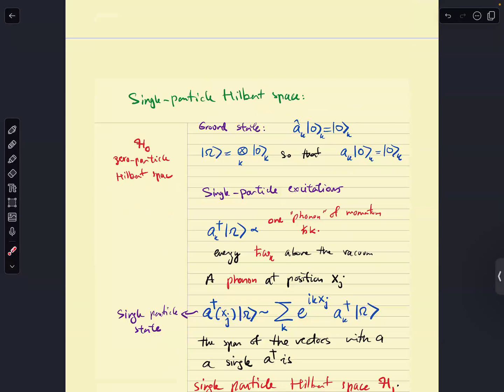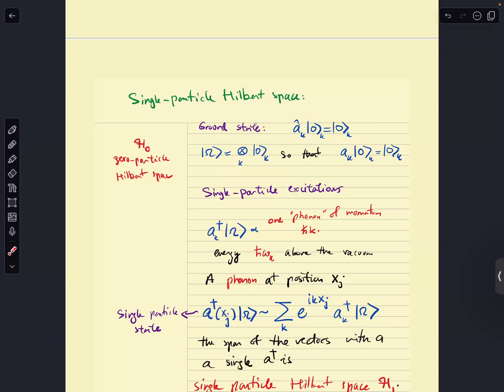First, let's start with the ground state. What is the ground state? The ground state of each harmonic oscillator, you know what it is? It's the lowest weight state. It's the state that's killed by A of k. Now, the zero particle Hilbert space is one-dimensional. It's the tensor product of all ground states for each k mode, right? So basically, this is a state that is killed by all A_k's. This is the ground state. It's unique. How much is this energy, by the way?